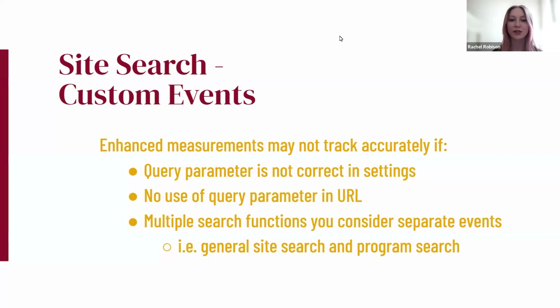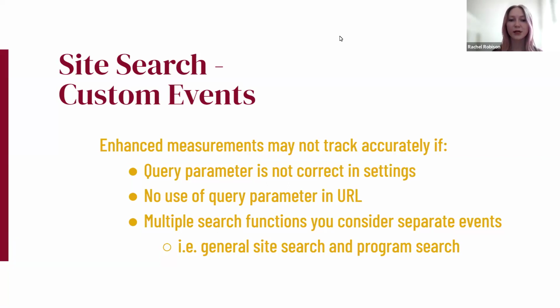GA4 uses the query parameter as a way to detect that the site search occurred, as well as how to pull in the search term. So if it's not correct in your settings, or if it's not in your parameter or in your URL at all, Google is unable to detect the site search.